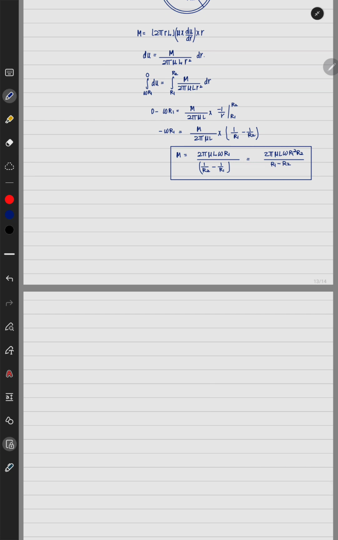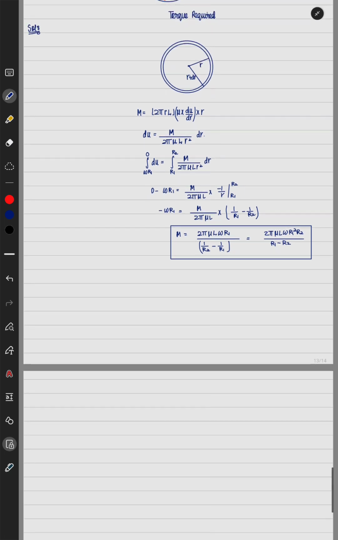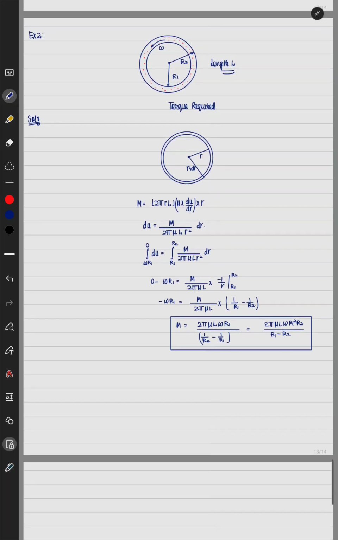This is the total amount of torque which is required to run the two cylinders, in which the inner cylinder is rotating at omega r1 and the outer cylinder is kept at rest. Due to the relative motion between the two different layers, there will be some kind of shear stress acting, and to overcome that shear stress we apply the torque which is driven from the center axis, let us say O.